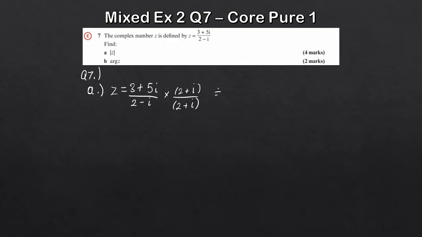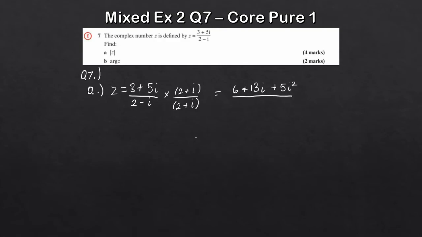Okay, so doing that, what would I get here? I've got 3 times 2, so that's going to give me 6. We're going to have 3i here plus 10i, so I'm going to get 13i. And then I've got 5i times i, which gives 5i squared.